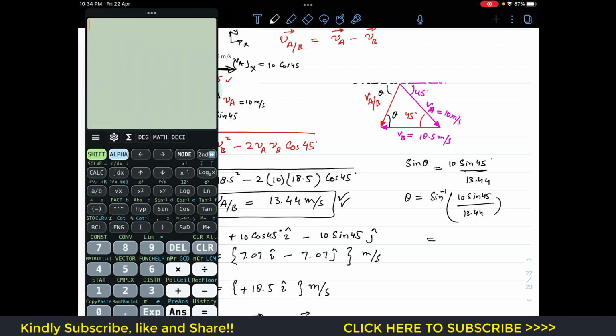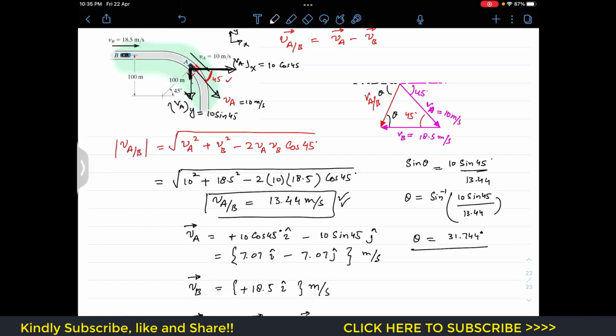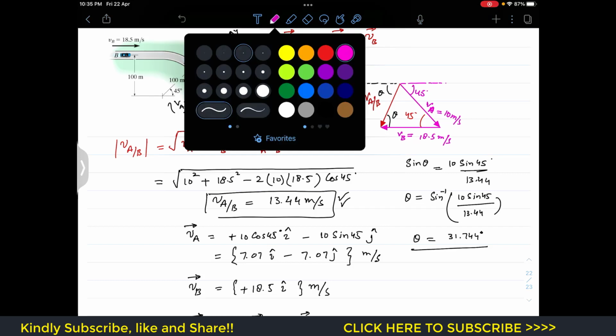So now we can find this. This is sine inverse of 10 sine of 45 divided by 13.44. This gives us theta equals 31.744 degrees. So now this VAB vector is making a 31.744 degree angle with the horizontal. So now we can resolve this VAB into its components. It will have two components.